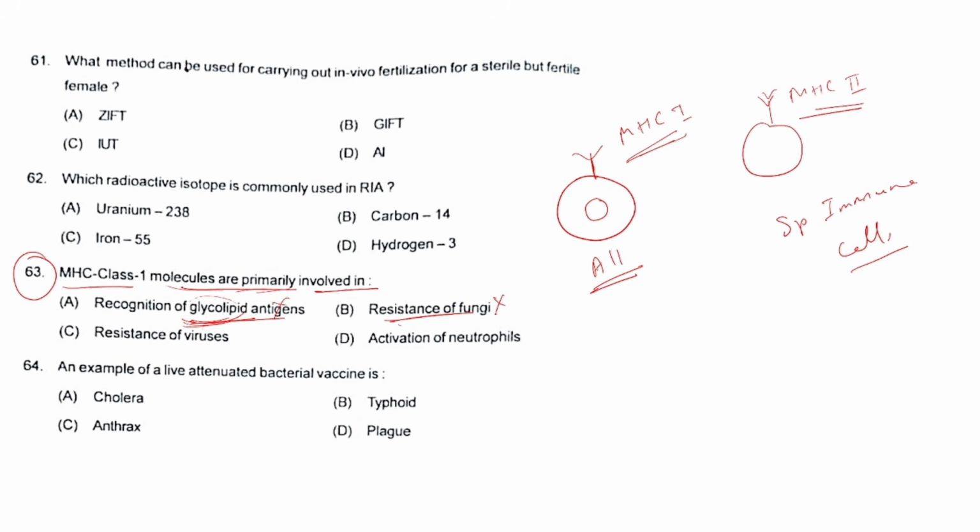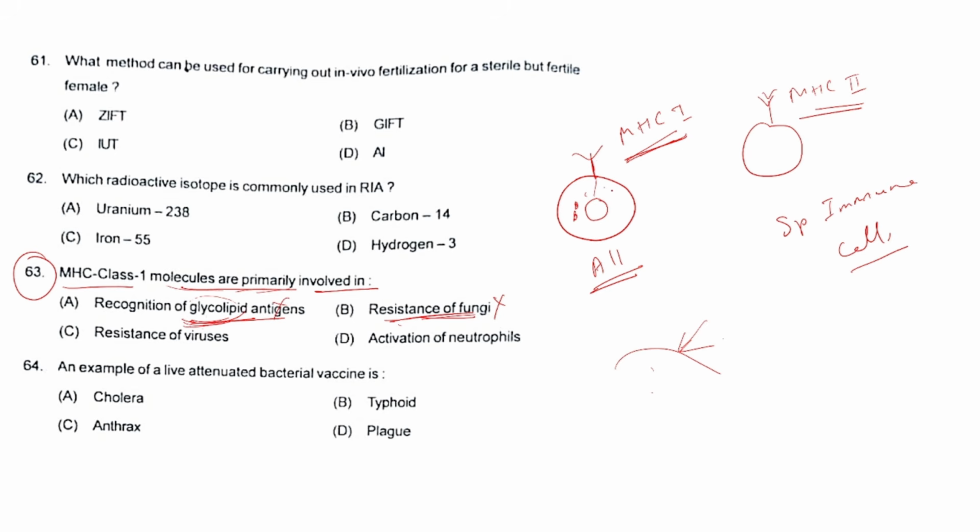Option B, resistance to fungi, will be wrong because fungi is an exogenic agent, meaning it is acting on the surface. If something is acting on the surface, these receptor molecules are not needed. MHC1 and MHC2 molecules show the intracellular antigens. MHC1's particular function is to show the intracellular antigen.